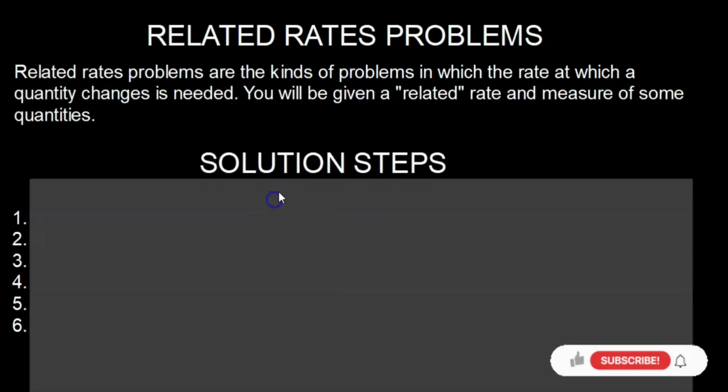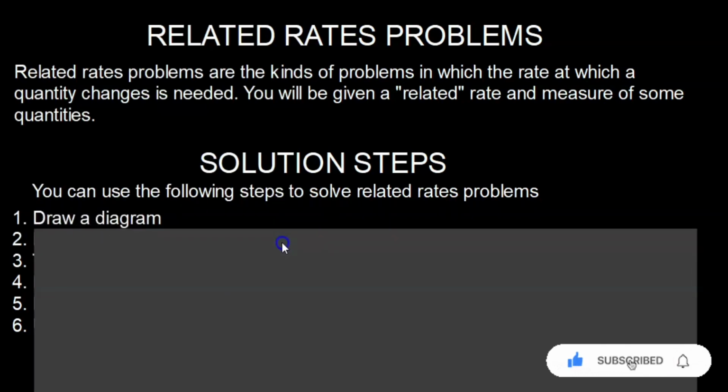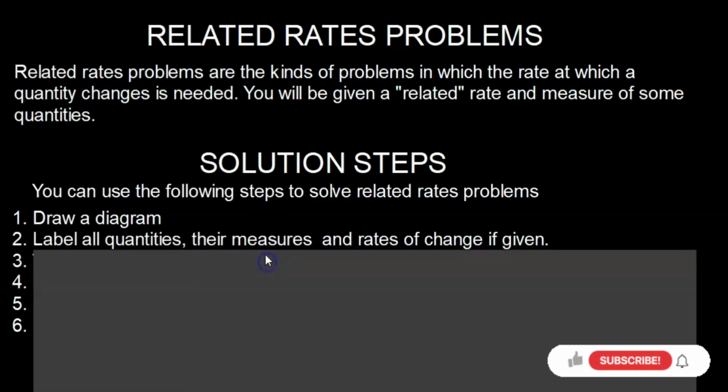These are the steps you can use to solve problems on related rates. First, draw a diagram to represent the information given, so that you'll be able to know what you're doing. It's very helpful. The next step is to label all the quantities, their measures, and rates of change if given. So all the information given, that's the next thing you do.